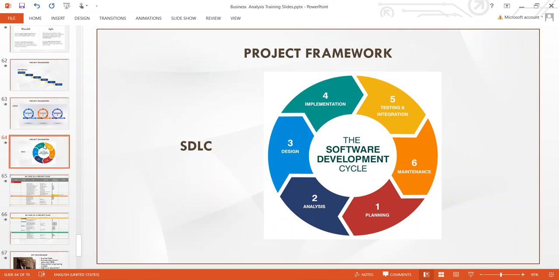The first thing we do is we plan, we analyze, we design, we implement, we test and integrate, and then we maintain. Maintain comes here because you need to maintain a software. It needs to be in your plan as a business analyst. When you are trying to develop a software, it must come in your plan. And in our framework, it comes at the closure stage. That's where we put the post-implementation review. You draft how that software is going to be managed going forward.